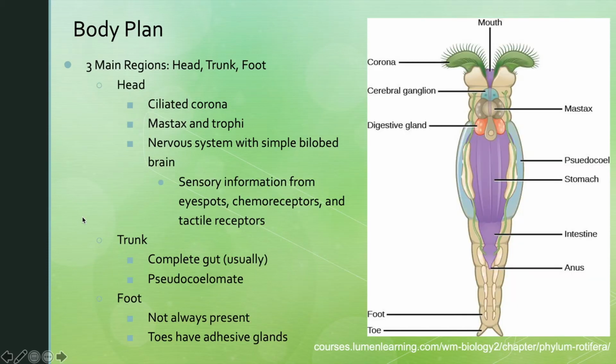They follow this body plan with three main regions: the head, the trunk, and the foot. Like I mentioned before, because it has bilateral symmetry, it does have that head region and a tail region. So in the head, it has a ciliated corona, so that's this part up here. The corona is mainly going to function for feeding and locomotion. So when the organism beats its cilia, it can draw water and food particles in, or it can push the water around it so that it can move through the water.